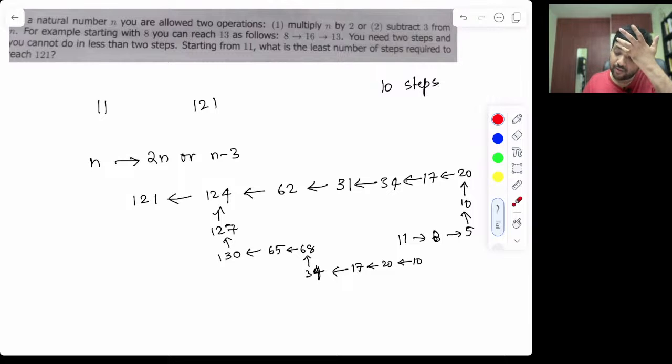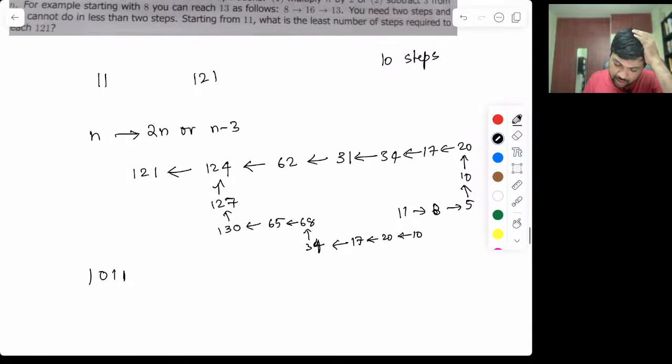Can you do some binary thing, like if you write it in binary, then something will happen, and doubling will mean adding, subtracting. Maybe it is binary. Okay, so 11 can be written in binary as 8 plus 2 plus 1, right? Like this. And 121 is the square of this.